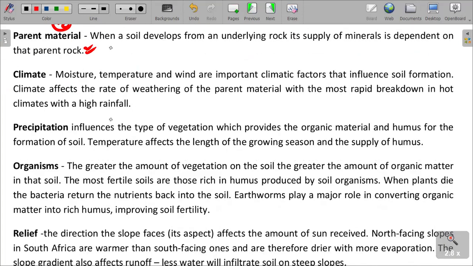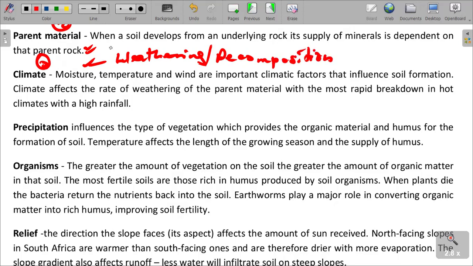We have climate as number three. Climate, moisture, temperature, and wind are important climatic factors that influence soil formation. If we look at the process of weathering and decomposition, there are factors that affect soil formation, and climate affects the rate at which weathering of the parent material is taking place.